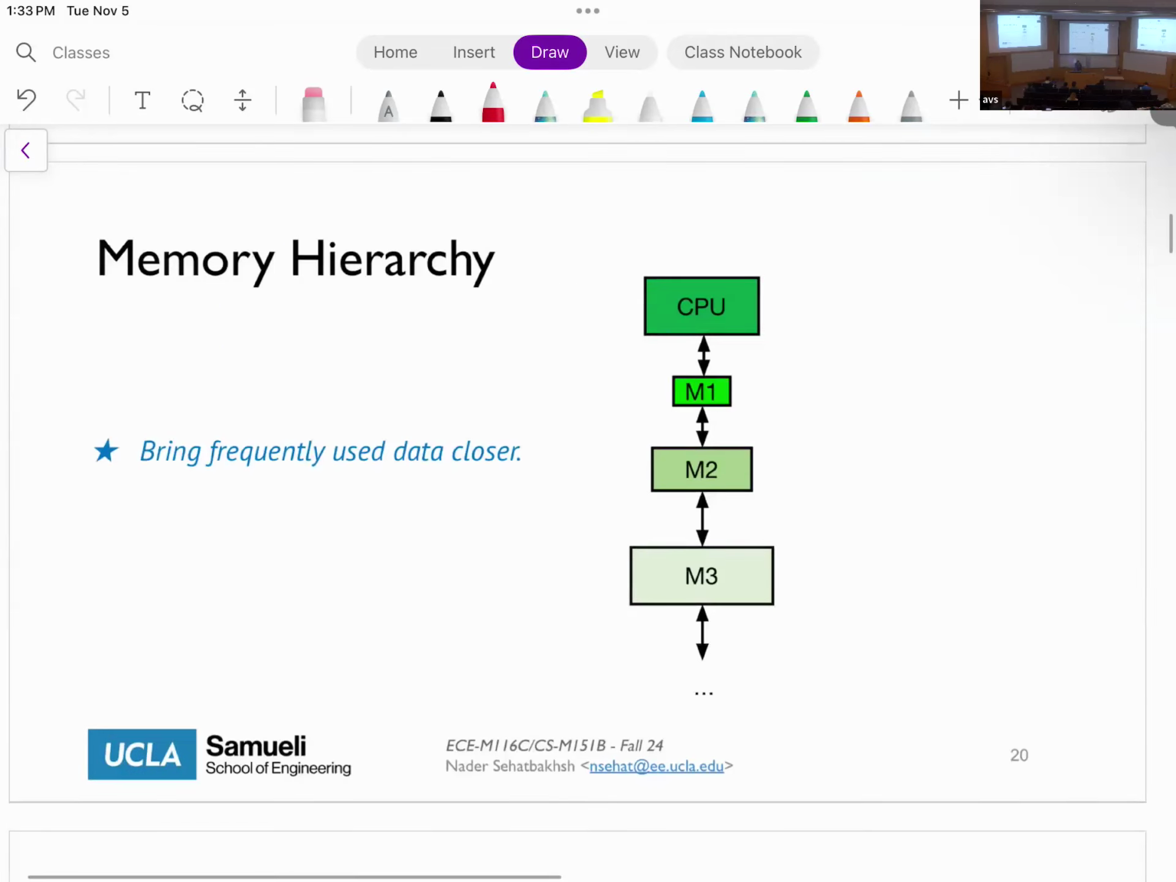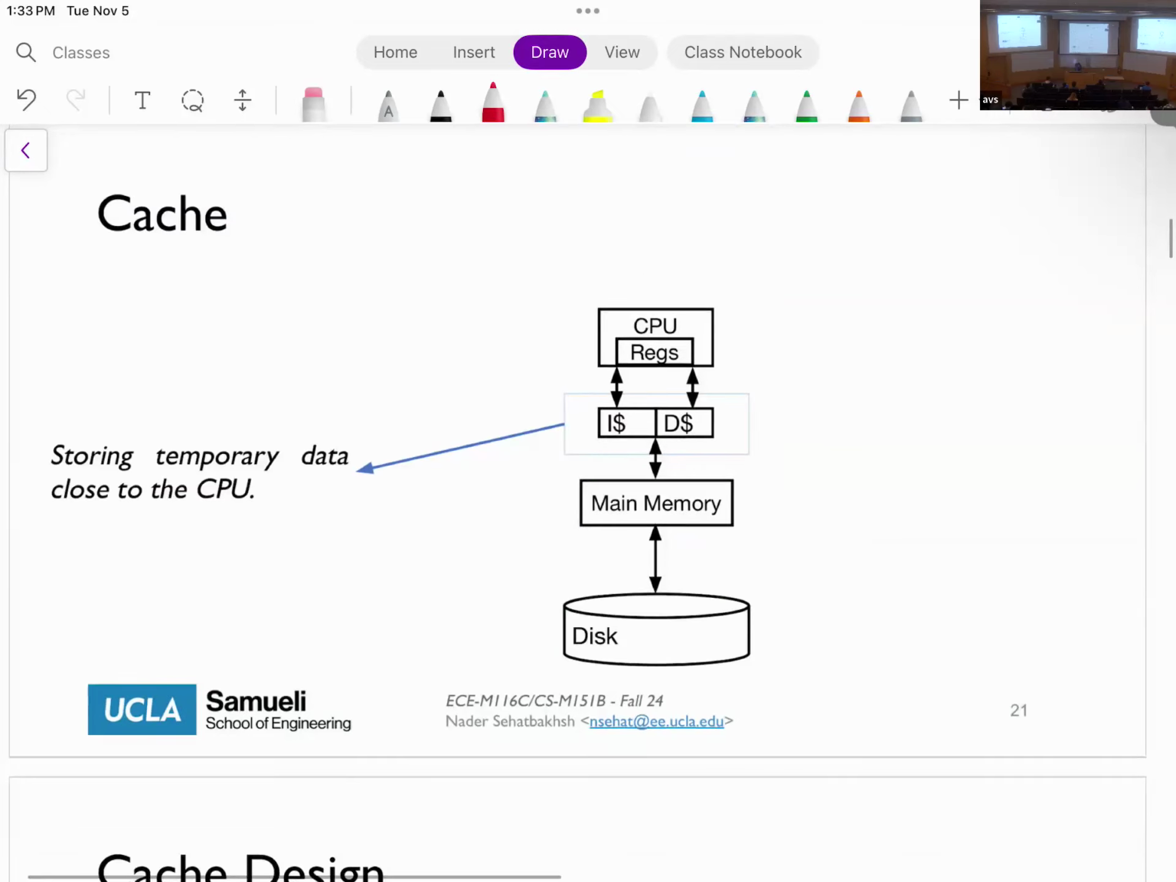Okay? So as I said, this will give us what we call memory hierarchy, where we have multiple layers of memory. Memory 1, memory 2, memory 3, and so on and so forth. Okay? So how does exactly this work? So let's start talking about details. So this is what we're going to have in our system.